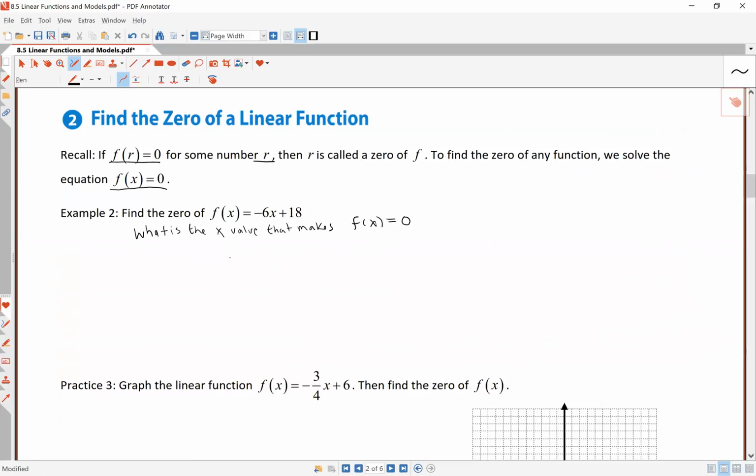This means we replace the f of x with 0 and solve for x. We subtract 18 from both sides and have negative 18 equals negative 6x. Dividing both sides by negative 6 gives us x equal to 3. So we say 3 is the zero of f of x.